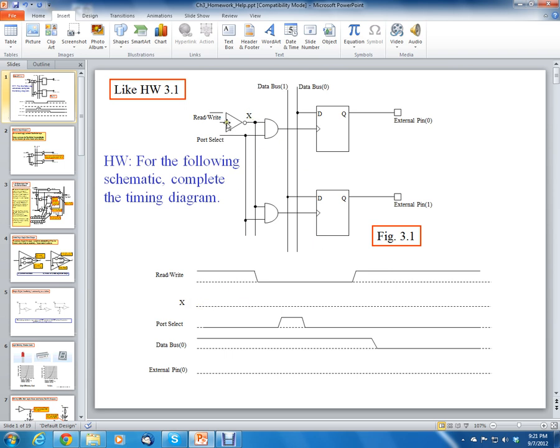We know that the read-write signal is read active high, write active low. When the read-write signal is high, the microprocessor wants to do a read. When the read-write signal is low, it wants to do a write. In this case, figure 3.1 is the diagram of the output stage, the output circuitry inside of the PIC microcontroller.